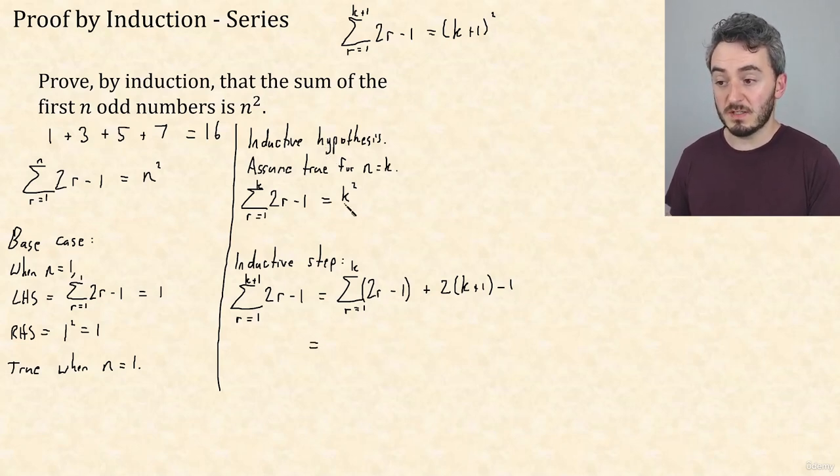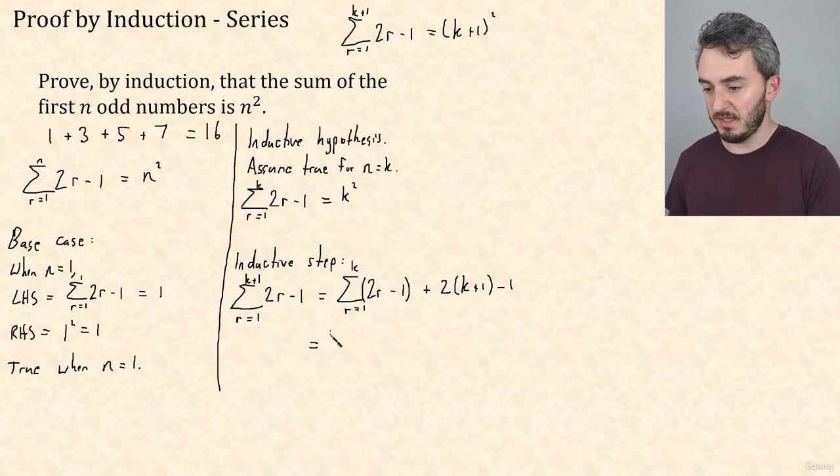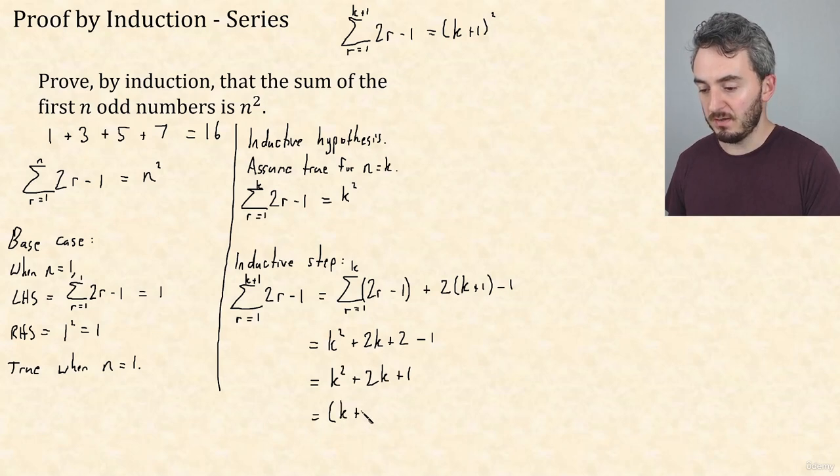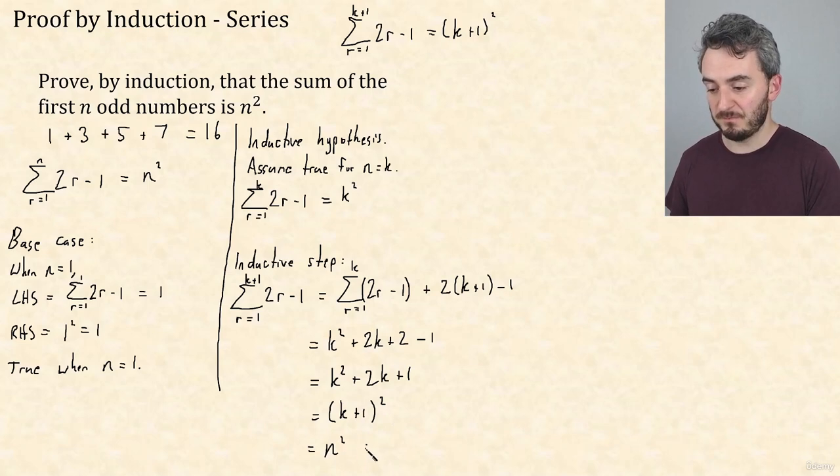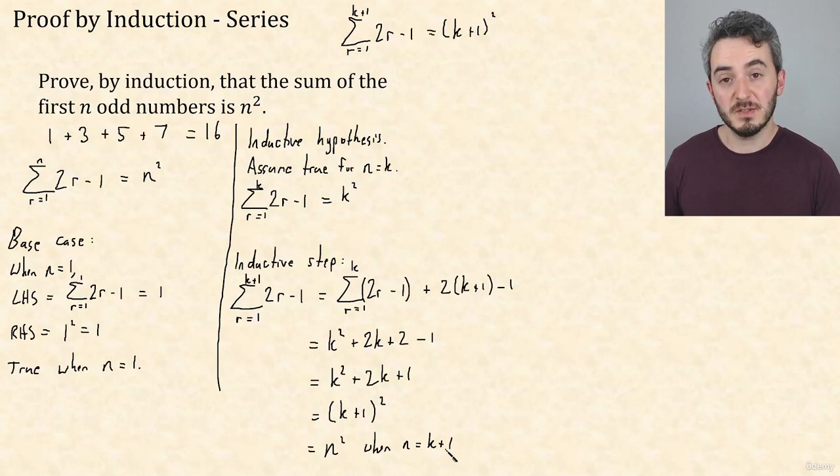So by our inductive hypothesis, we can assume that this just is k squared. Now, let's see what we get here. We get k squared plus 2k plus 2 minus 1, which is the same as k squared plus 2k plus 1. And lo and behold, that is k plus 1 squared. And that is n squared when n equals k plus 1. And that means we're done. We've shown that if it's true for n equals k, then it's true for n equals k plus 1.